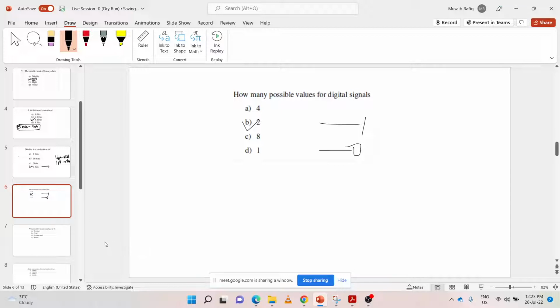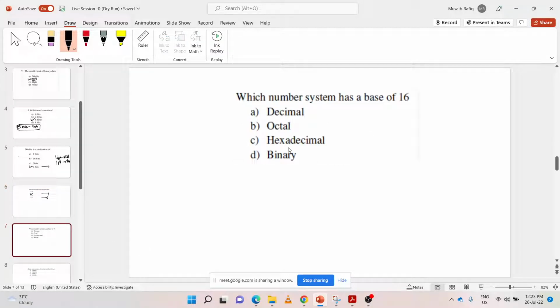Now moving forward to another question: which number system has a base of 16? It is a theoretical question, and the number system that has a base of 16 is called hexadecimal. Binary simply has a base of 2. Octal is a number system having a base of 8, and decimal is a number system having a base of 10.